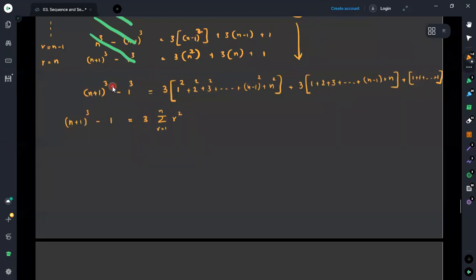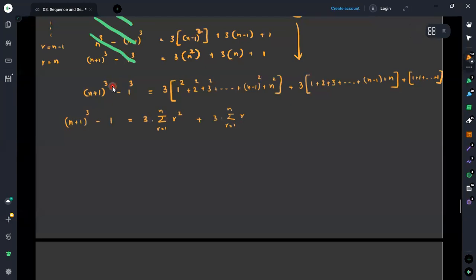Therefore, for the quantity inside the bracket, we can consider it as summation of r squared, where r is going from 1 to n, and we have to consider the 3 times of that quantity, and then we have to add the quantity. The second term was obtained as 3 times. Here we have the first n natural numbers 1 2 3 up to n. Therefore we can consider this as the summation of the first n natural numbers, and this can be taken as summation of r, where r is going from 1 to n.